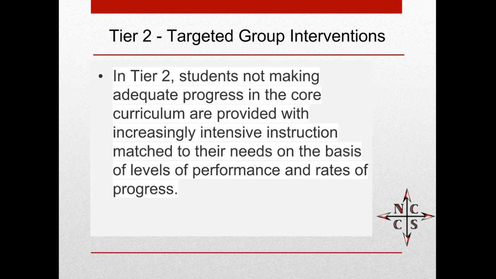And then you have Tier 2, targeted group interventions. In Tier 2, students not making adequate progress in the core curriculum are provided with increasingly intensive instruction that is matched to their needs on the basis of levels of performance and rates of progress. So then you start noticing there's a group of students that cannot function very well with what you already have in place. So you're going to figure out some other interventions for those students.